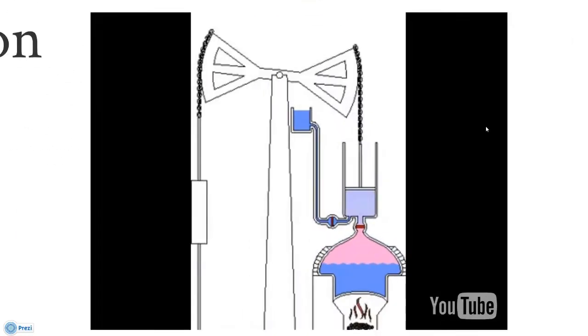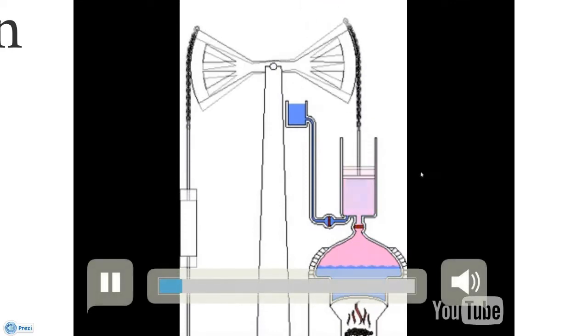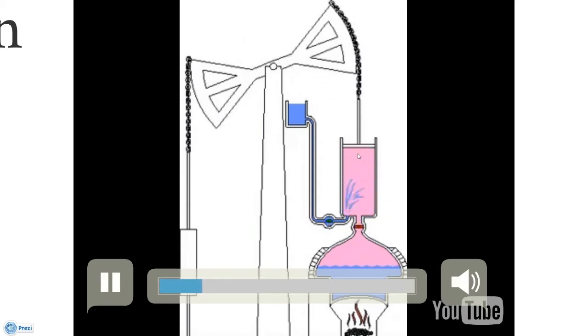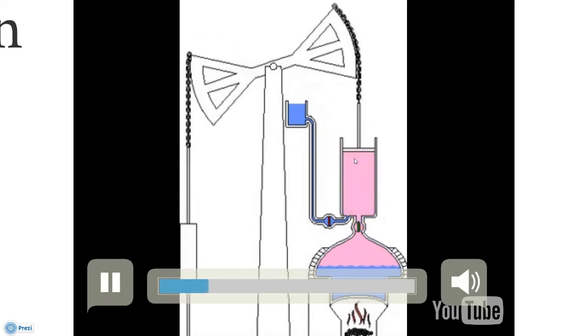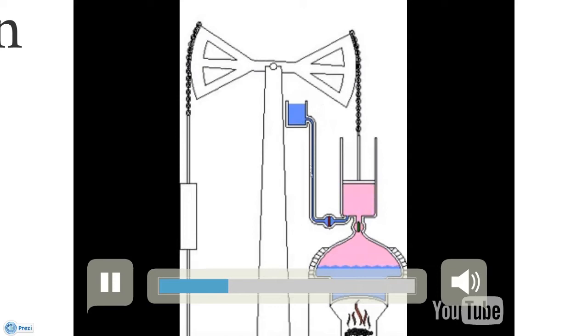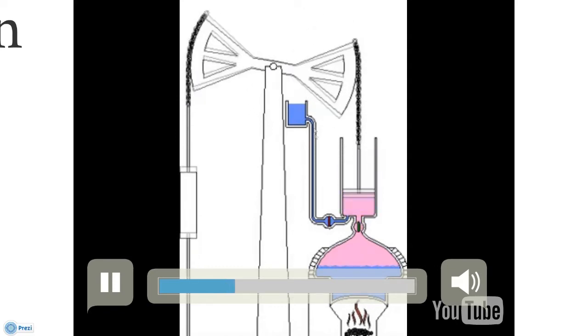If we look at this animation, we can see that the boiler boils water and the steam fills the cylinder and pushes the piston upwards. When the piston is at the top, the cylinder is cooled down with water to condense the steam and retract the piston before the cycle starts over.